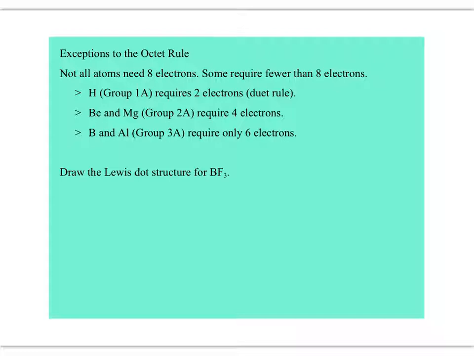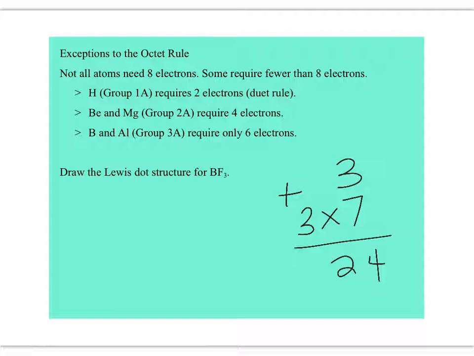So we're going to draw the Lewis dot structure for BF3, boron trifluoride. Add up the total number of valence electrons. Boron is in group 3A and has 3 valence electrons. Fluorine is in group 7A and has 7 valence electrons. There are 3 of those, and so we add that up. That is 24 valence electrons. Boron will be our central atom.